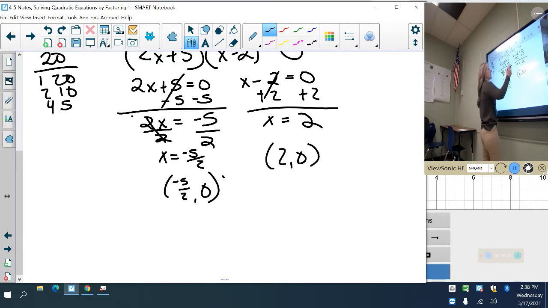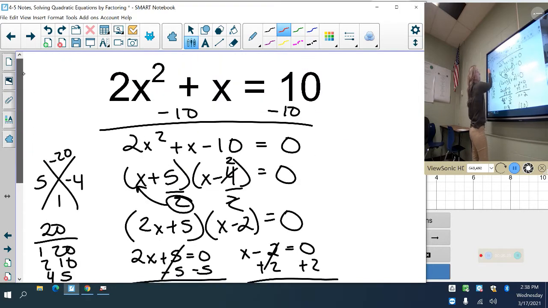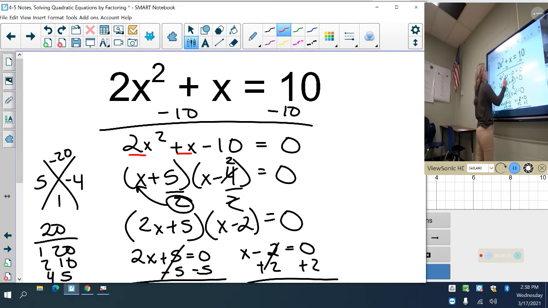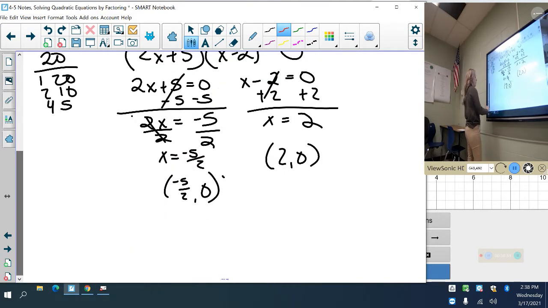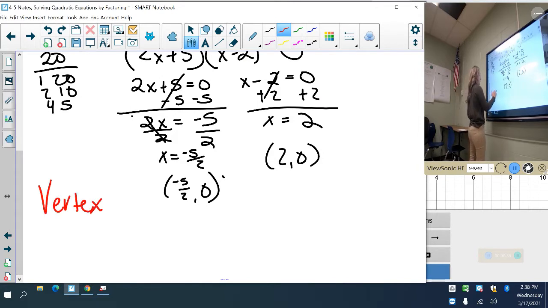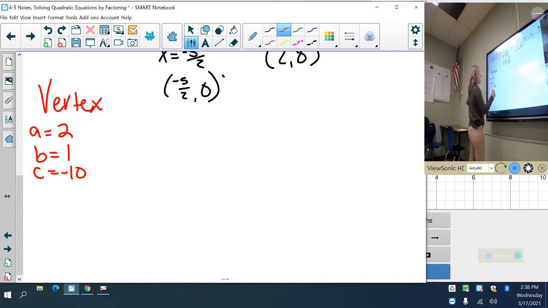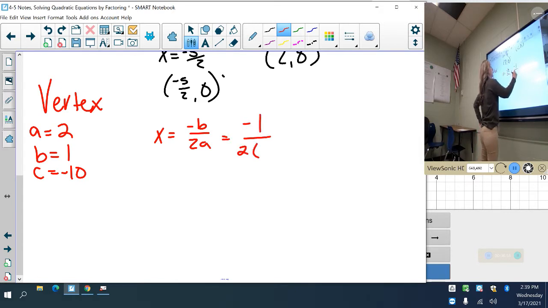Now let's find our vertex. My a, b, and c values are 2, 1, negative 10. A is 2, b is 1, c is negative 10. So remember, in order to find the x value for your vertex, it's just negative b over 2 times a. Negative b would be negative 1 over 2 times 2, which is negative 1/4.